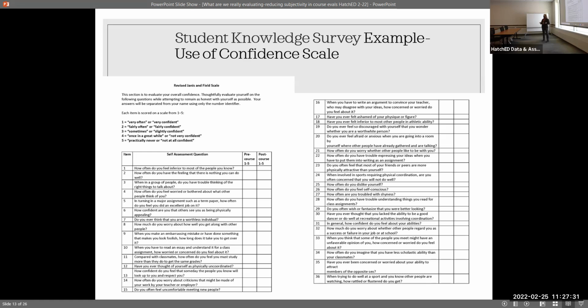Now, theoretically, I thought if a student is very highly self-confident, that would impact both their pre-course and post-course scores, not one or the other, but both equally. That was, again, my assumption. I'm still analyzing all of my data, and I don't have results to share with you yet. But that's the point of the confidence scale, to see how their self-confidence impacts their final grade, as well as their knowledge rating of themselves.